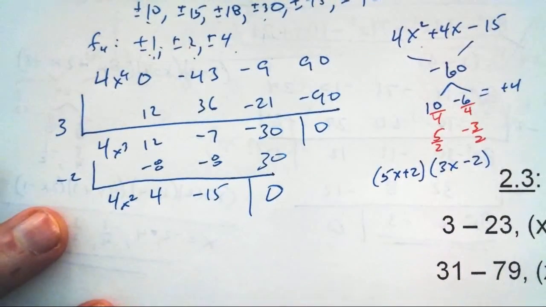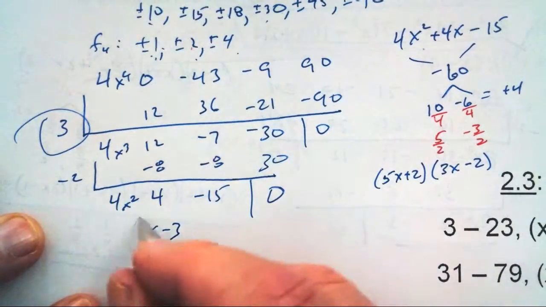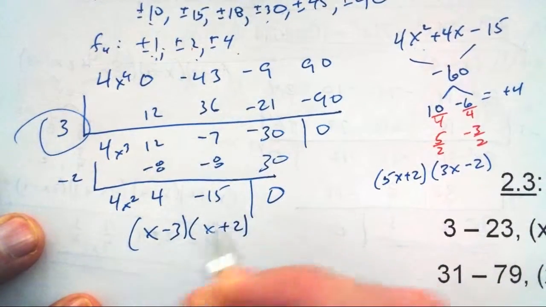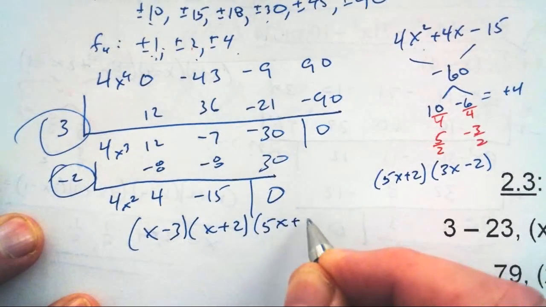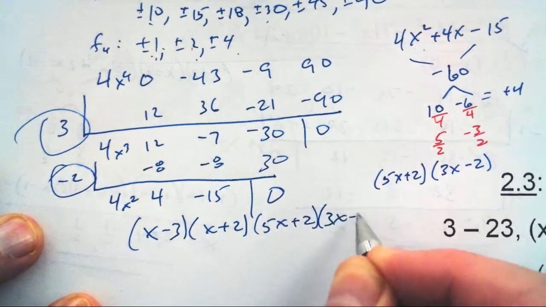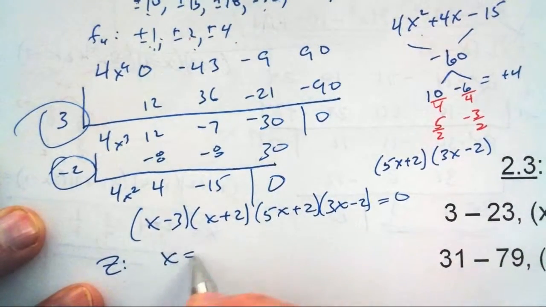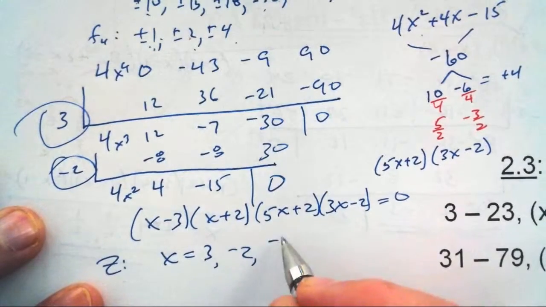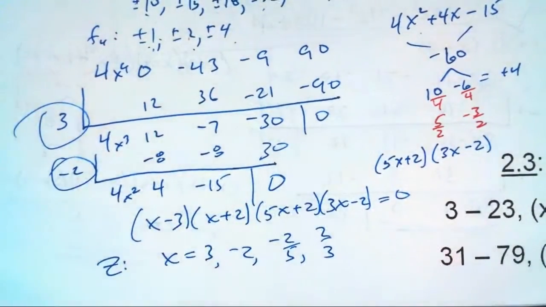If I was to have this in factored form, I'd have x minus 3, right? We got that one. Times x plus 2, we got that one. Times 5x plus 2 times 3x minus 2. And my zeros are x equals 3, -2, -2/5, and +2/3.